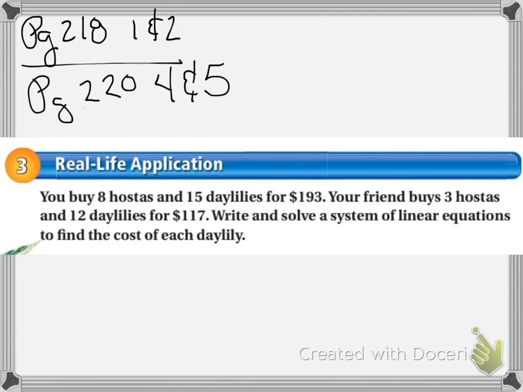Okay, so you buy 8 hostas and 15 daylilies for $193. Your friend buys 3 hostas and 12 daylilies for $117. Write and solve a system of linear equations to find the cost of each daylily. So the first thing I want to do is see what I need, what they're asking, what I have. So you buy 8 hostas and 15 daylilies.